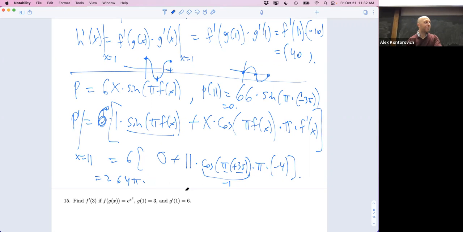Did anybody get that for the derivative of P? Those that did this problem? Did anyone do this problem beforehand? Nobody did this problem. I hope I got this right. I did it very quickly. Okay, so we're not done.